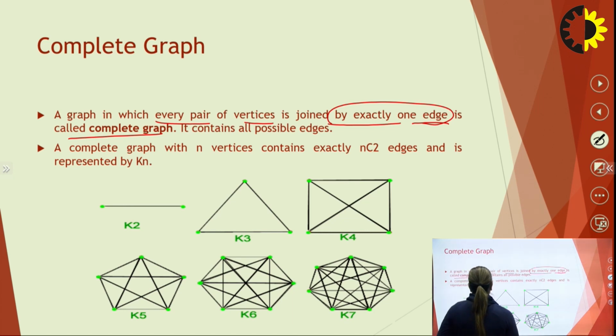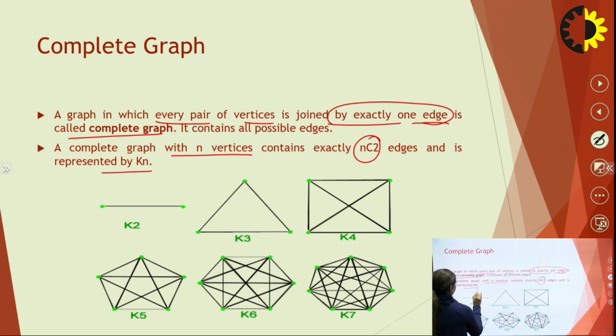Now you see here the first case, a complete graph with n vertices contains nC2 edges and is represented by Kn. Now see K2. K2 means two vertices, this one and this one, there is one edge, this is a complete graph. Here K3, three vertices, and in every pair this is connected to this, this is connected to this, and this is connected to this. This is also a complete graph, right?